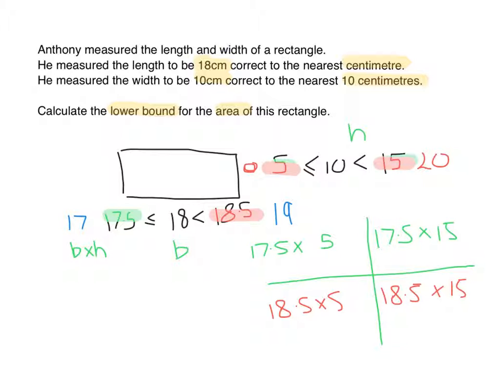It's a non-calculator question, so I just need to figure out the answer to each of these. I've got 17.5 times 5. 17.5 times 10 is 175. I want times 5, so I need to halve that. Half of 100 is 50, half of 70 is 35, half of 5 is 2.5. So that's going to be 87.5.